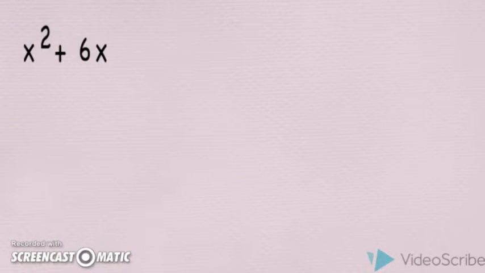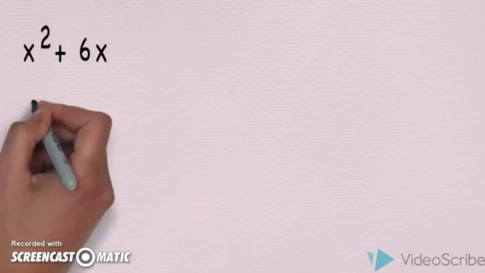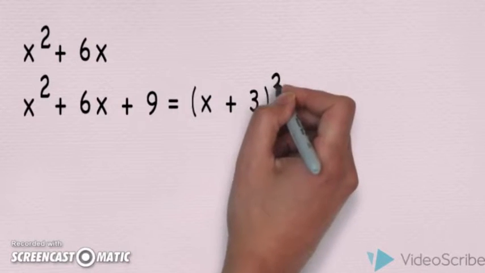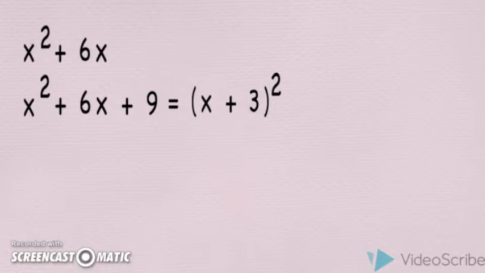First, let's look at the x expression. We can see that our expression closely resembles x squared plus 6x plus 9, which is a perfect square trinomial, since it can be factored into the quantity x plus 3 squared.